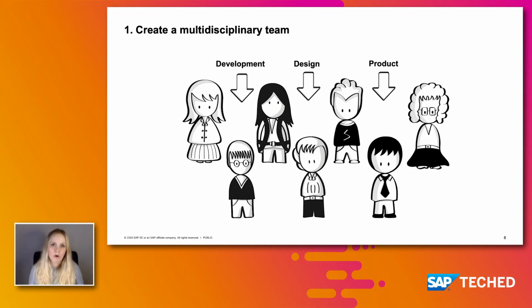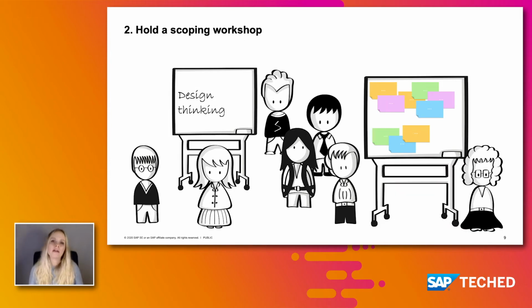The first step, of course, we need the team. As I mentioned, it should be interdisciplinary. Here in this case, I listed product design and development, but depending on your setup or organization, you can also add other roles like quality or documentation. Then with the newly formed team, you start with a workshop to brainstorm ideas and come up with a very basic scope for your application.